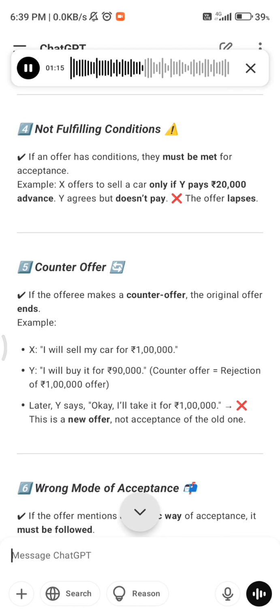5. Counteroffer. If the offeree makes a counteroffer, the original offer ends. Example, X: I will sell my car for $100,000. Y: I will buy it for $90,000. That is a counteroffer, a rejection of the $100,000 offer. Later, Y says, okay, I'll take it for $100,000. This is a new offer, not acceptance of the old one.